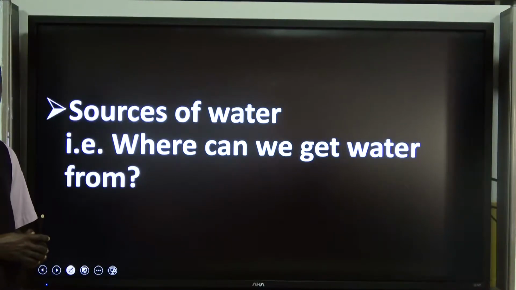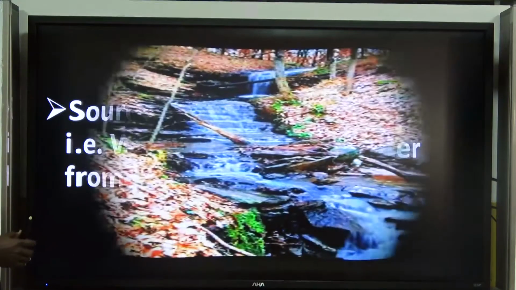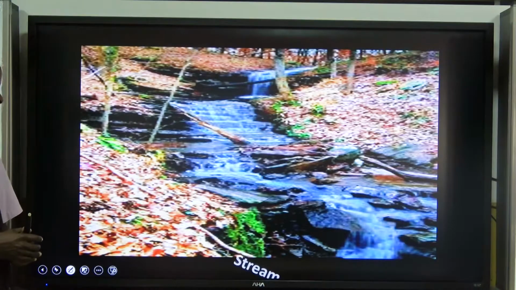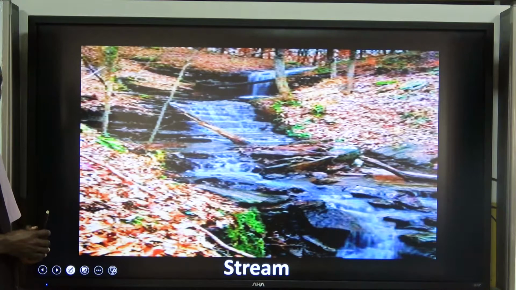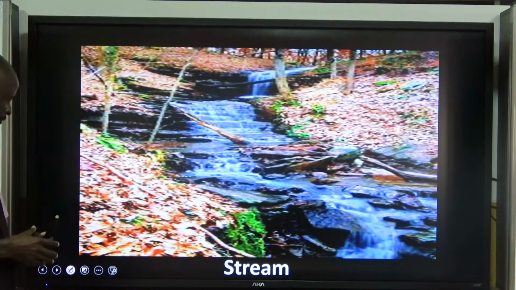Now, where can we get water from? I mean to say, what are the sources of water? Where do we get water from? The first source of water that we mentioned this day is the stream. The stream is a source of water.